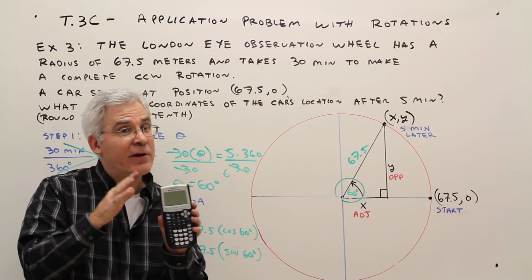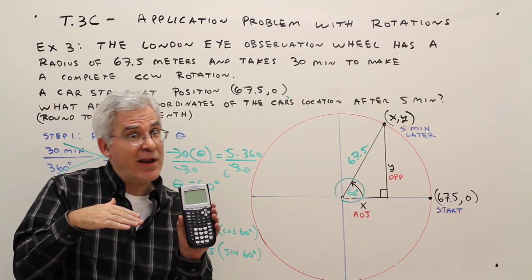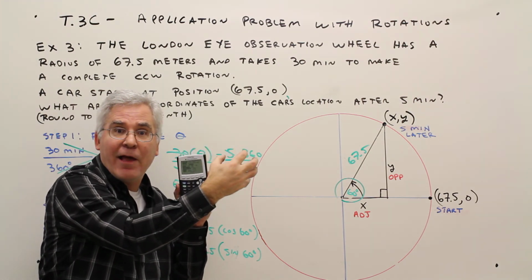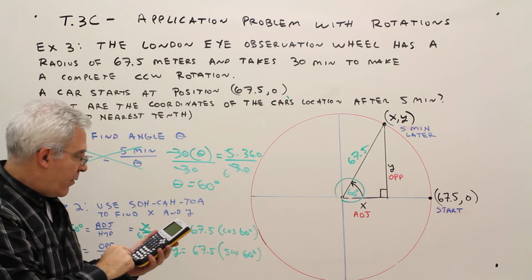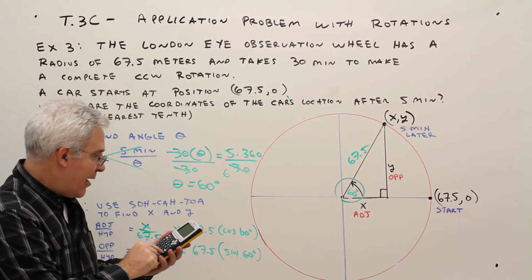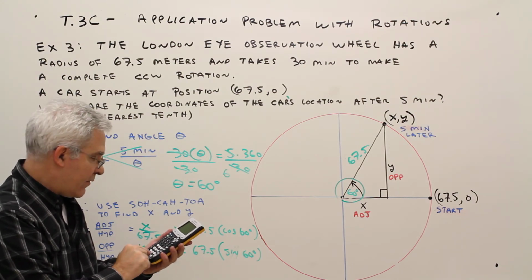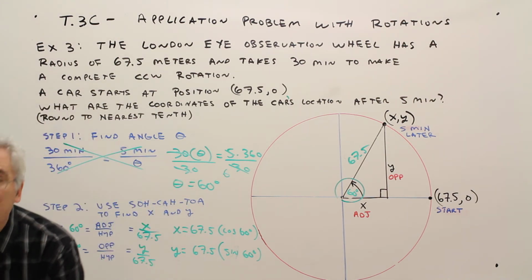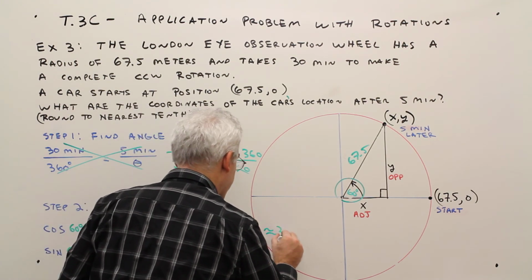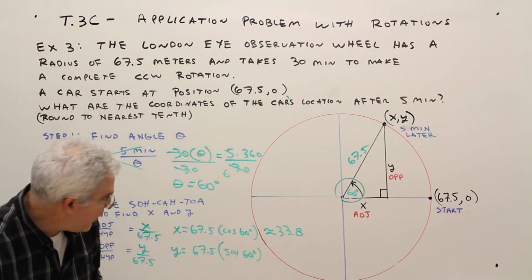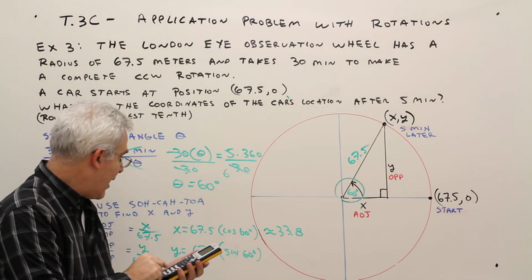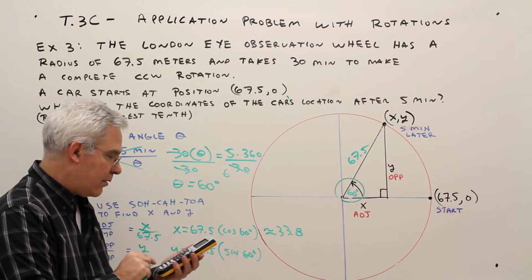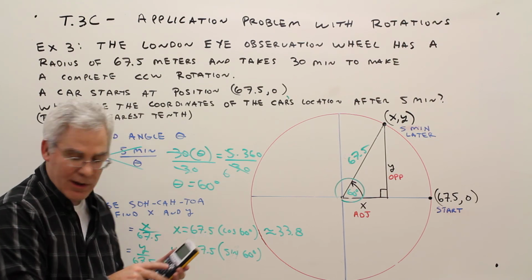If you use the graphing calculator, make sure you're in degree mode. It defaults to radian mode, so to check, you can just hit mode and look to see that degree is highlighted. Mine is. Okay, so I'll just perform this calculation. 67.5 times the cosine of 60, and I got 33.75. It said to round to the nearest tenth. I'm going to call that 33.8. Then I'm going to go 67.5 times the sine of 60, and I got 58.5.